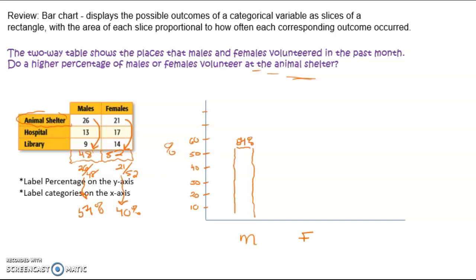So definitely 54%. Females was 40. We'll go around here at 40. Come straight down. All right, 40%. And I'll throw a little shading in for free. All right, so two-way frequency table and to a bar chart.